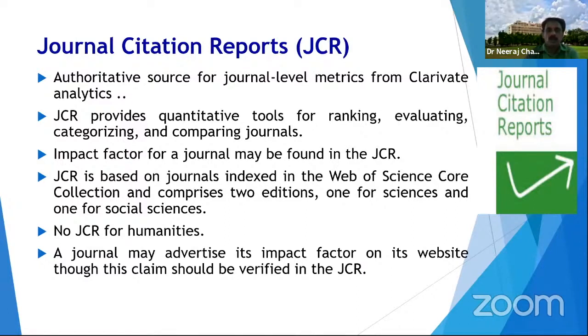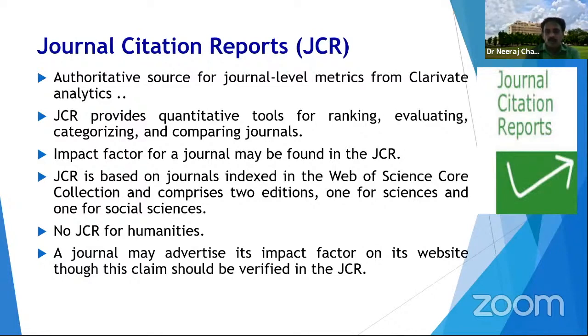As you know, there are a number of indexes from the Web of Science. One is the Science Citation Index, which is also known as the Web of Science core collection. And for social science, the Social Science Citation Index is there, the Arts index is there, and a number of other indexes are there. But please keep in mind there is no JCR for humanities journals, which are published in the humanities.